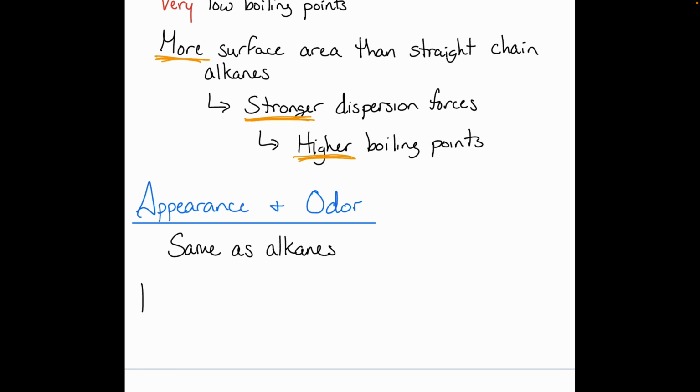All right, and then lastly, again, the topic that usually we spend a lot of time on are reactions. Just like alkanes, the only real reaction that we have of our cyclic alkanes are combustion reactions.